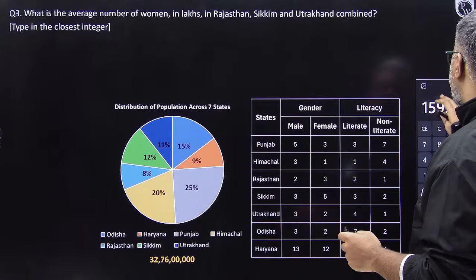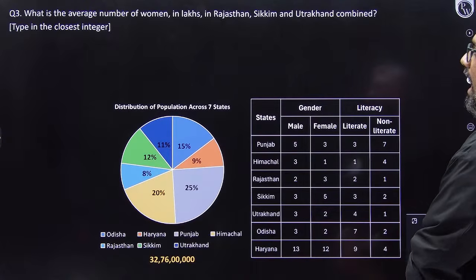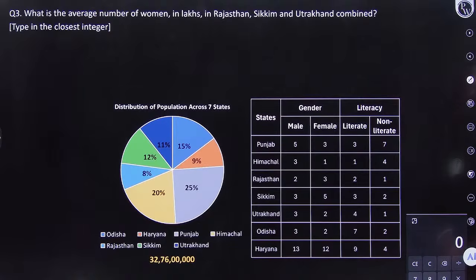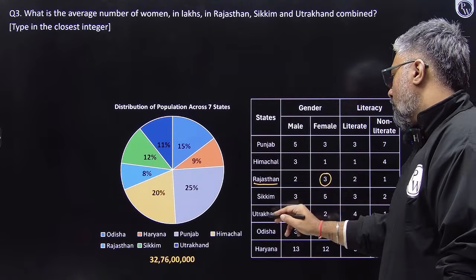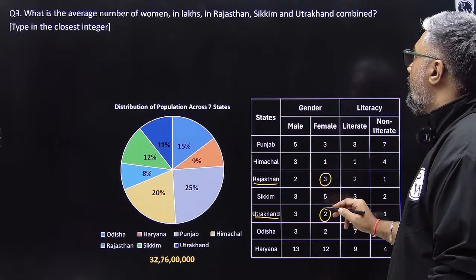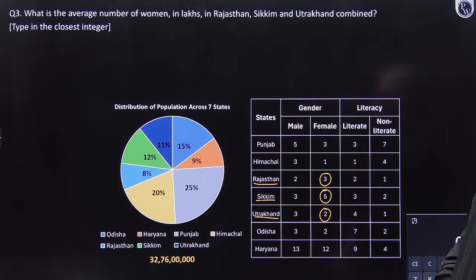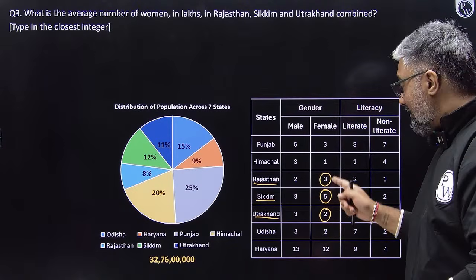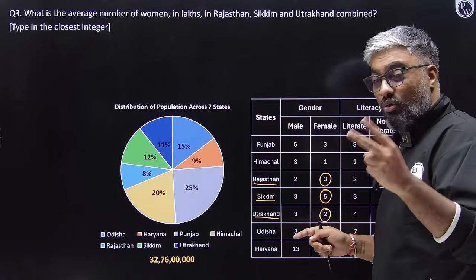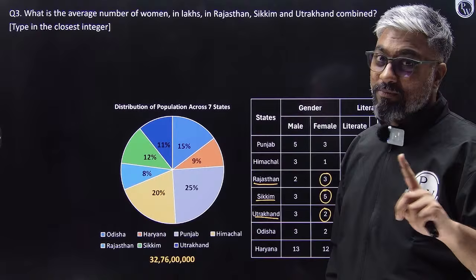Have a look at the third one. I think the third one is comparatively simpler. Average number of women in lakhs in Rajasthan, Sikkim and Uttarakhand combined. Rajasthan women, Uttarakhand women and Sikkim women. But we can't take the average of 2, 5 and 3. No. Why? One, these are ratios. Two, all their populations are different. Each of their populations is different.